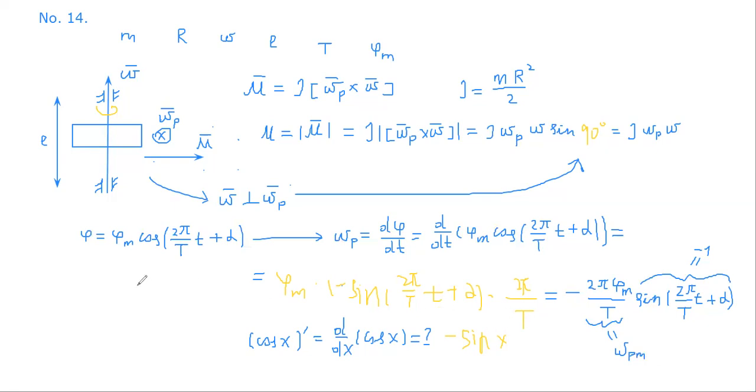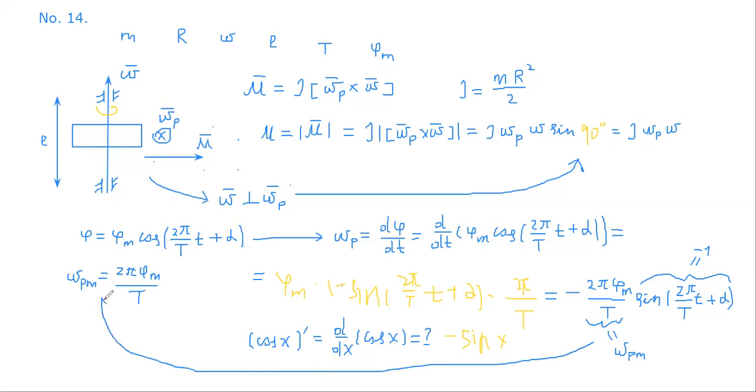So the maximum value of the precession velocity, omega p m, is equal to 2 pi phi m divided by T, the period of harmonic oscillations. Okay, do you have any questions?